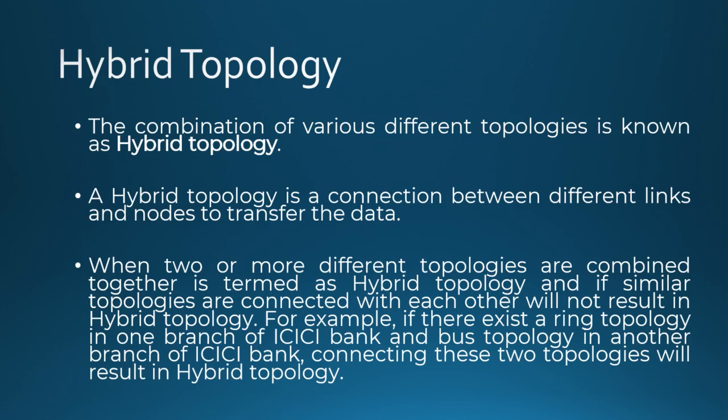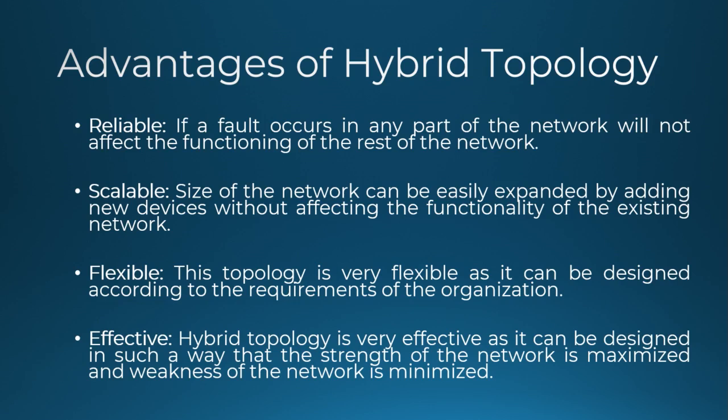For example, if there exists a ring topology in one branch of ICICI Bank, but bus topology in another branch of ICICI Bank, the connection between the two topologies will result in a hybrid topology.